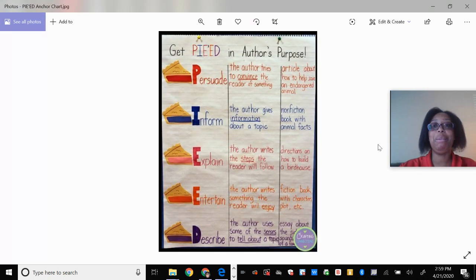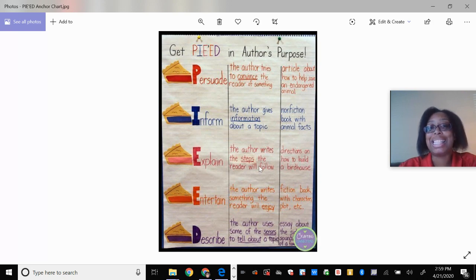All right, so if you remember, author's purpose is PIE D. Okay, so we have persuade. The author tries to convince the reader of something, like an article about how to help save an endangered animal. Inform. The author gives information about a topic, like a nonfiction book with animal facts.